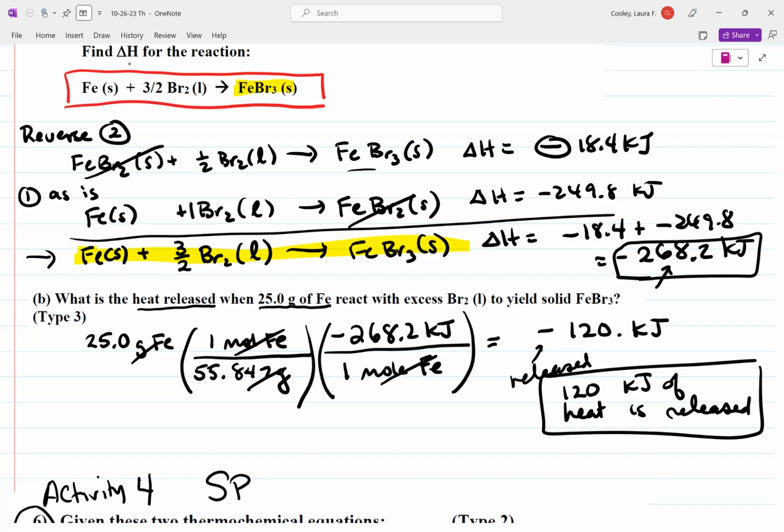So you wouldn't say negative 120 kilojoules of heat is released. You would say 120 kilojoules is released, or you would say that the delta H is negative 120 kilojoules. These two things go hand in hand because we used the word released here, which means that the delta H is negative. If it had been absorbed, I would have said 120 kilojoules of heat is absorbed, or delta H is plus 120.